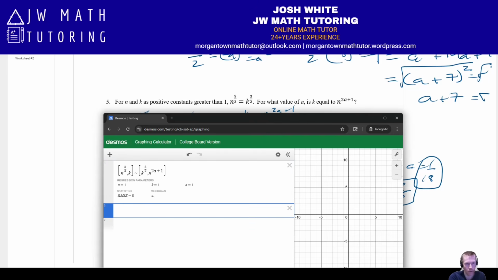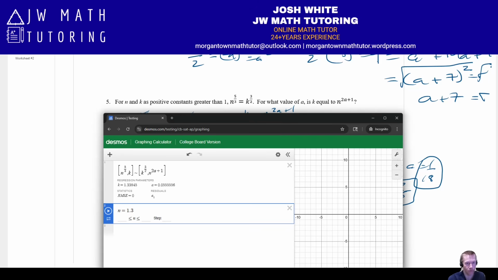Close this. The problem is, notice in the question it says for n and k as positive constants greater than 1. Here it's just assigning every n to 1 and k to 1, which means that a just becomes 1. We don't want that. So I'm just going to choose a value for n of like 1.3. Now it works out.